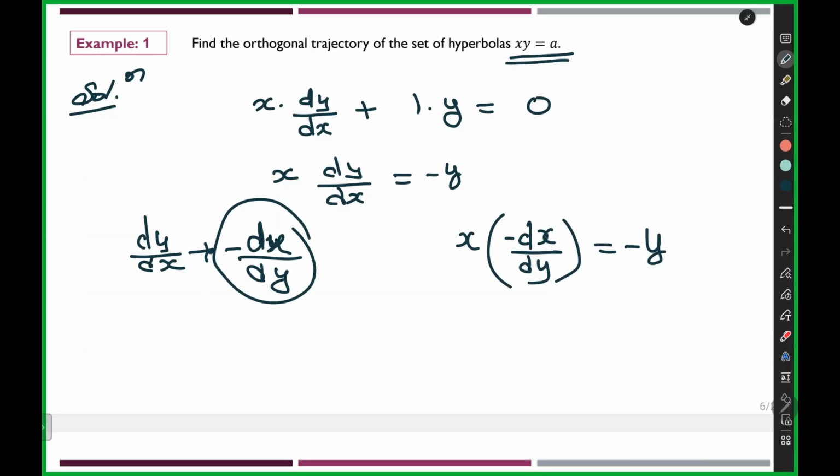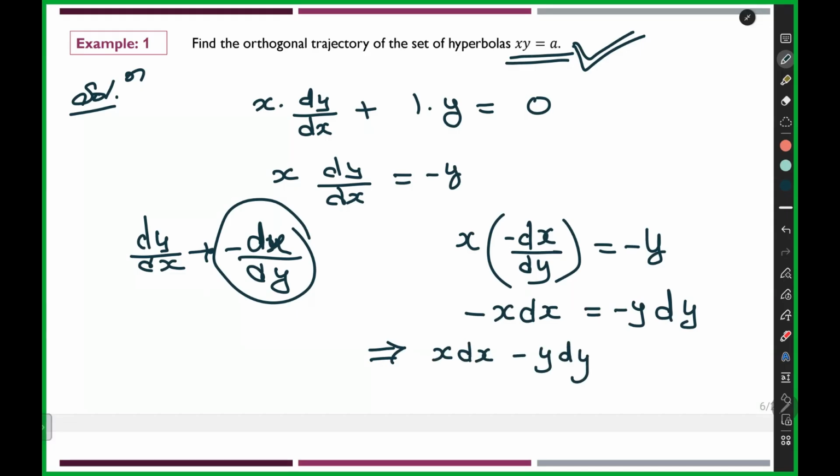Why are we doing this? Because we have to find the orthogonal trajectory with respect to the given family xy equals a. So here we can simply write x dx equals minus y dy. That is nothing but x dx minus y dy equals 0. So now we can simply integrate.